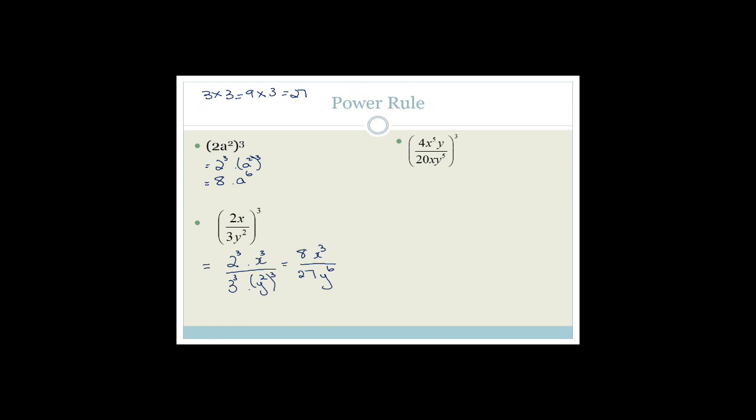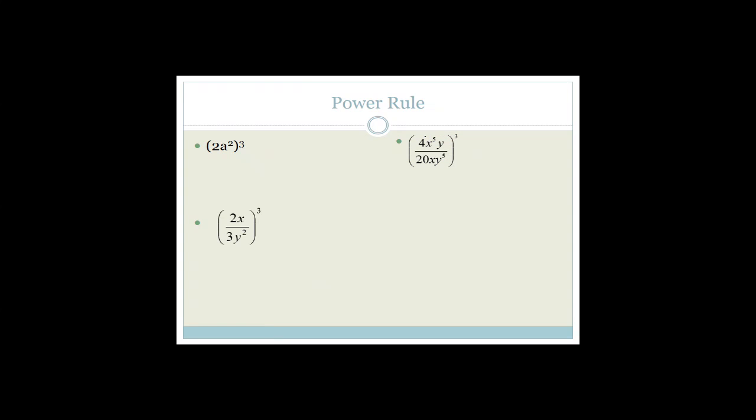Okay, so that is now complete, because 8 and 27 have no common factors, and x and y are different bases. There's nothing more we can do here. Right, before I go on to this question, I just want to erase all this writing because this looks like a long question. So let's do that quickly. Erase all ink.